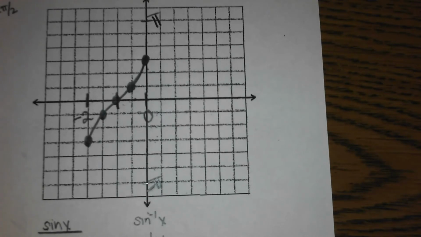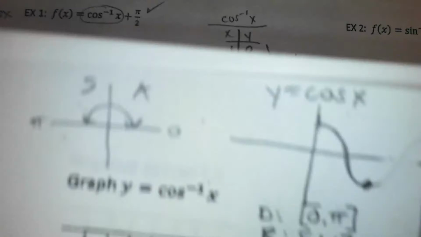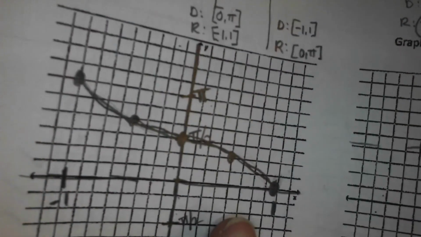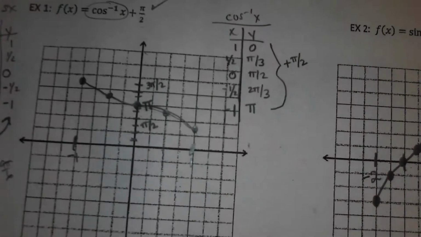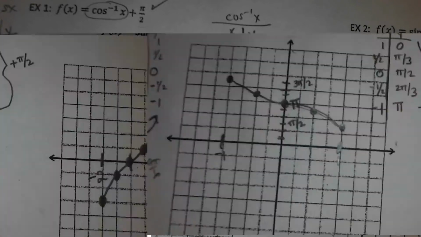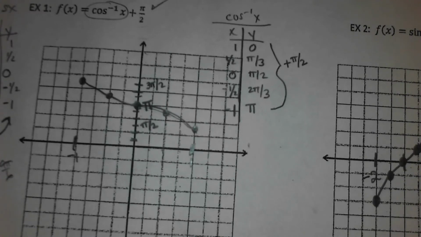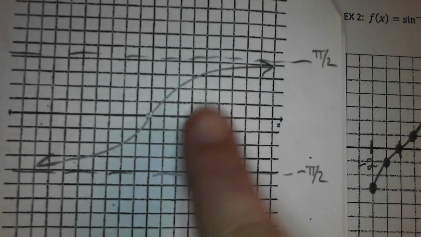Your cosine parent graph, inverse cosine parent graph, looked like that. And so, here it is, just shifted up 1. Same general shape. Okay? Here was our tangent parent graph, our inverse tangent parent graph.